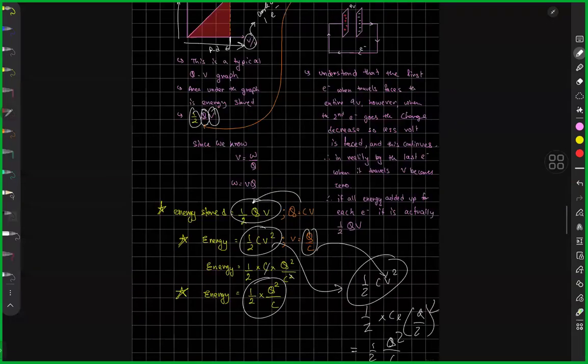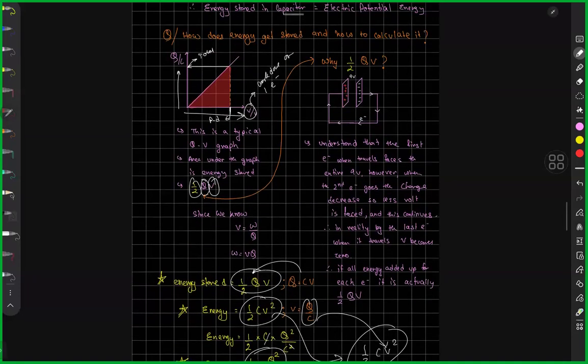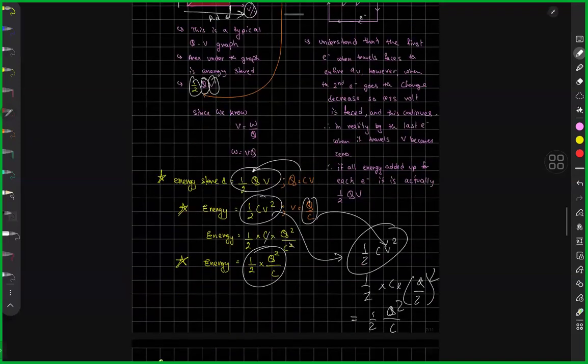That is, as charge increases, voltage across the capacitor also increases. So it's not that right from the get-go you have a certain amount of voltage applied, so every charge going in will face the same work done. No. As charge increases, voltage also increases, in proportion. Hence, we take the area under the curve, and that area happens to be half QV. That is the energy stored in a capacitor.